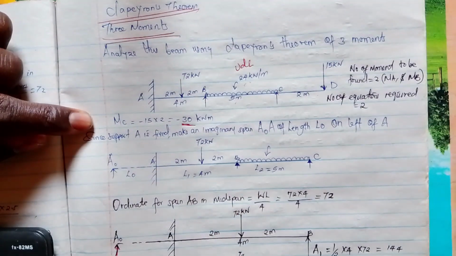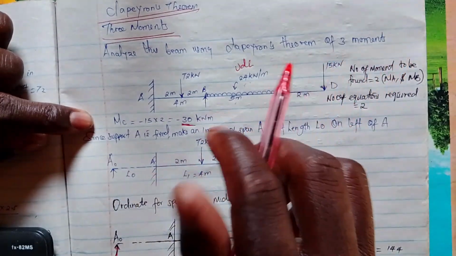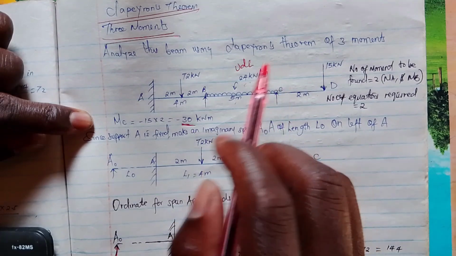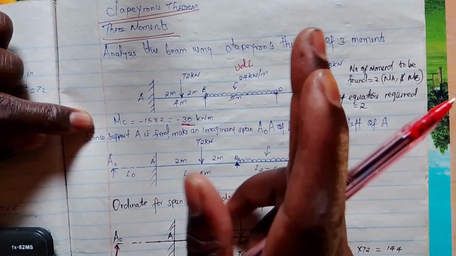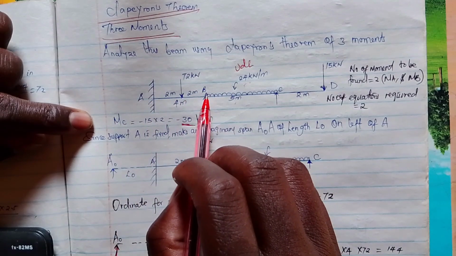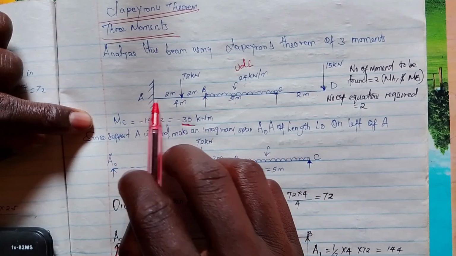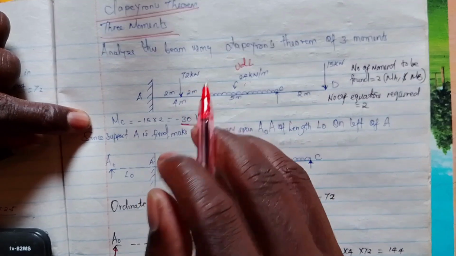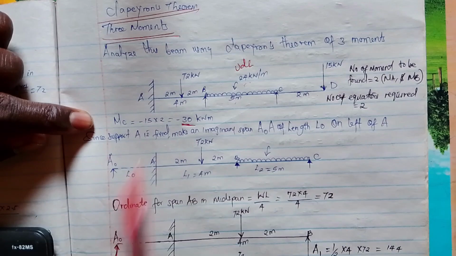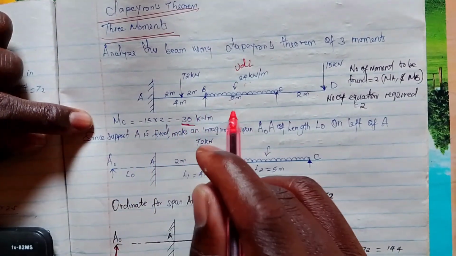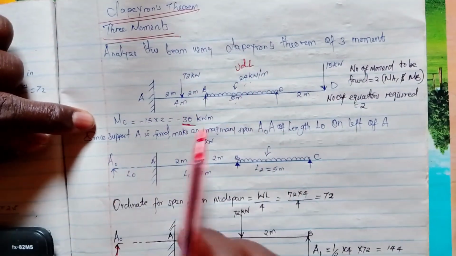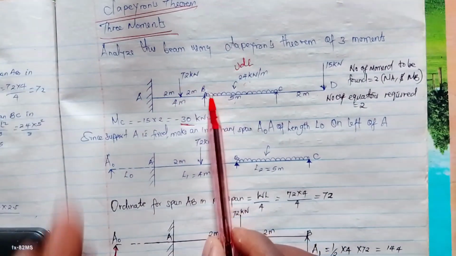Okay, and before we continue, we have to know how many moments are to be found here. Here we are going to find two moments, moment A and moment B. Then how many equations are we going to get? The number of equations required is two. We're going to find two equations. So let's continue. The first thing, we start on this part.